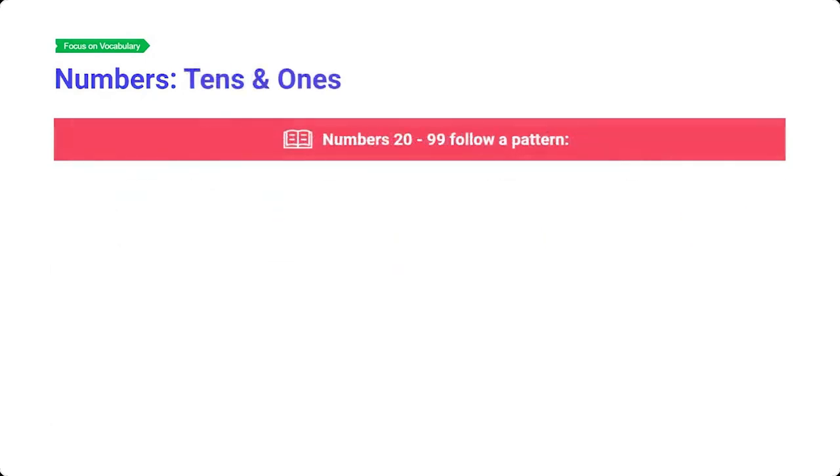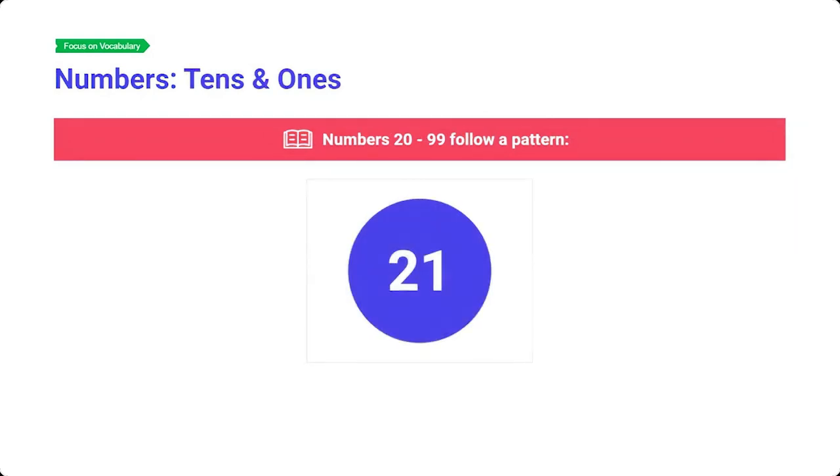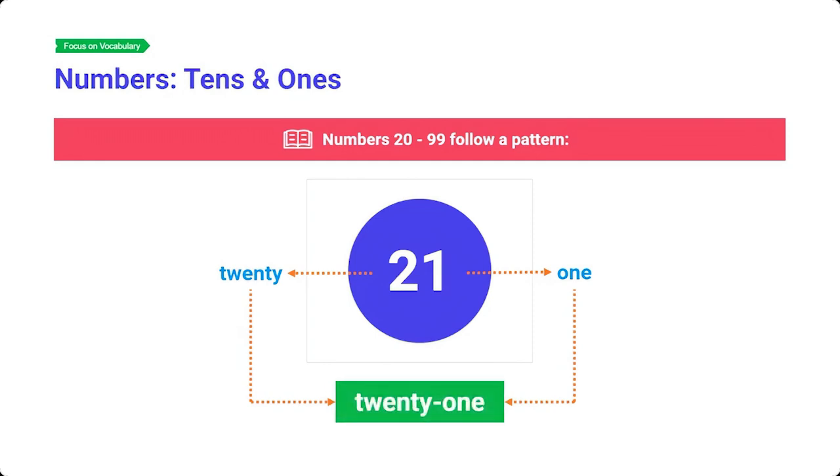Numbers 20 to 99 follow a pattern. We separate the numbers into tens and ones. For example, 20 and 1. Then we put these two numbers together to make 21.